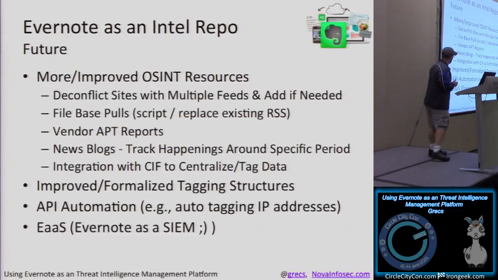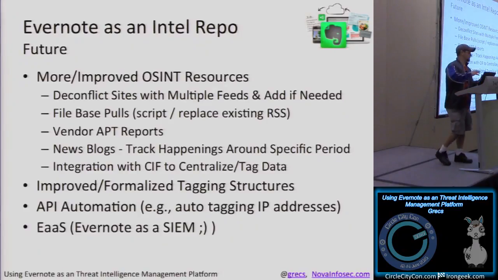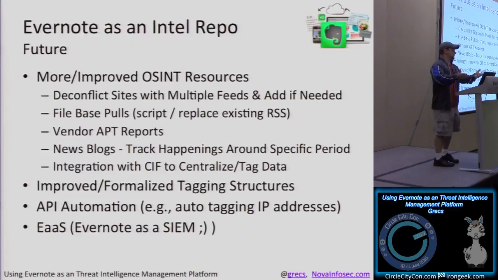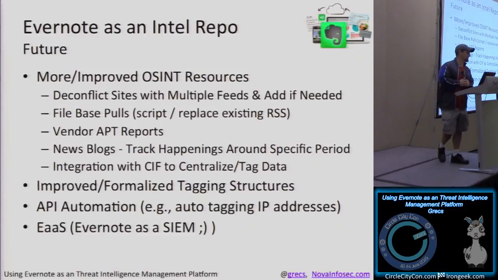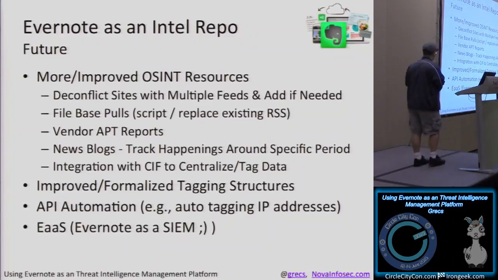Also using the Evernote API so that you can do auto tagging. So you can, using the API, search into all the notes that have IP addresses and auto tag them with that IP. So you can do some cool stuff like that. And maybe eventually Evernote as a SIEM, you know? So instead of going out and buying that huge complex thing, coming up with some sort of structure that you could do that.